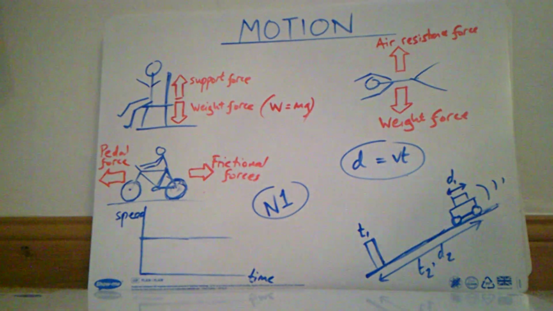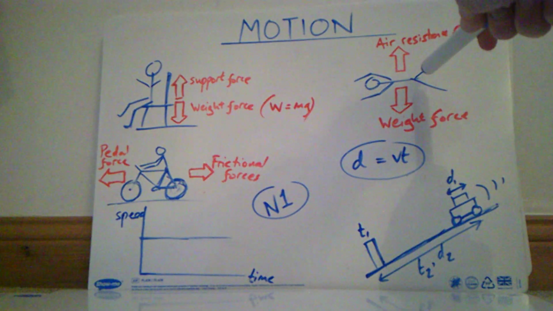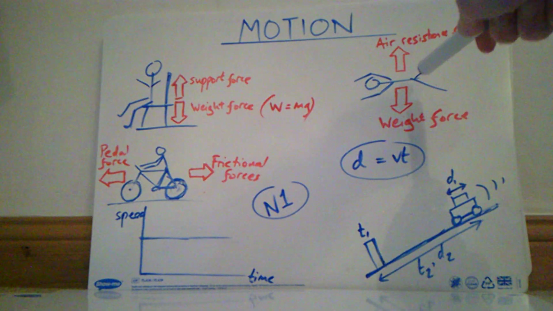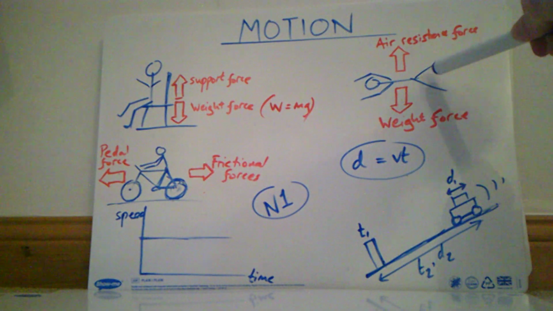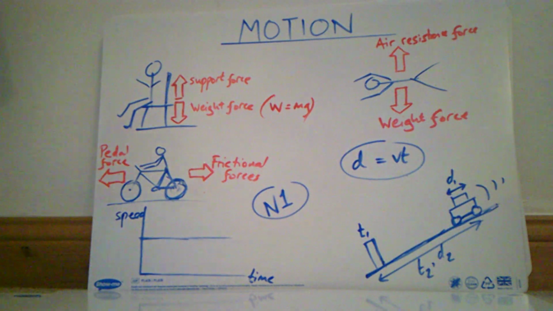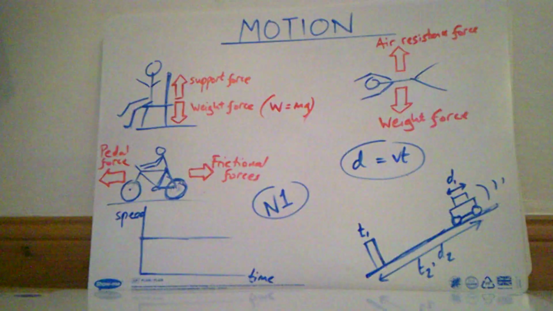Another scenario, when you jump out of an aeroplane, you get to a point where you stop speeding up, and you stop speeding up because your weight force is balanced by the upwards air resistance force. Forces are balanced, and so you're going at steady speed. The steady speed formula is distance equals speed times time.